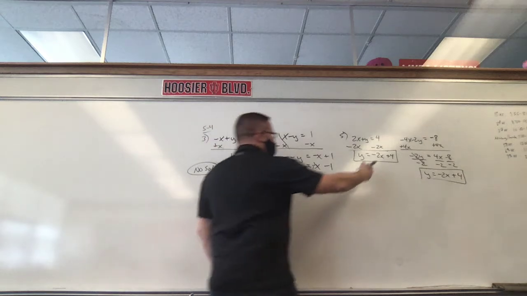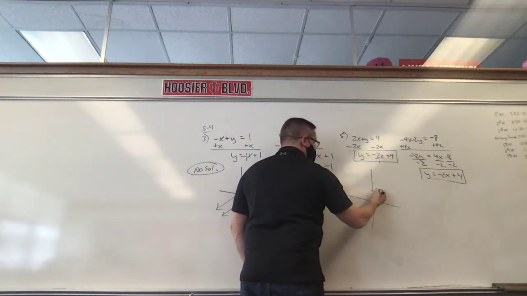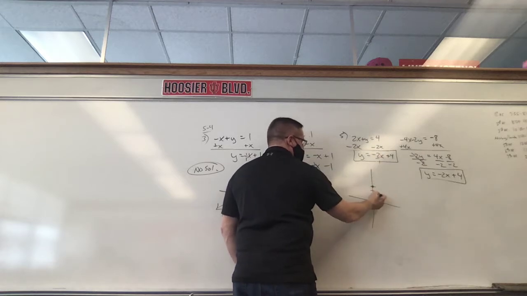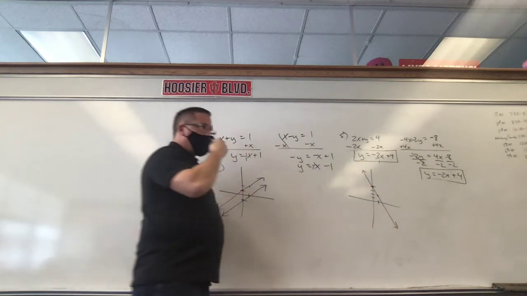So let's graph this first one. Over 1, so we're going to go up 4: 1, 2, 3, 4. Our slope is negative 2 over 1, so we're going to rise negative 2 and run positive 1. So we graph the first line. Yeah, but that's the same.